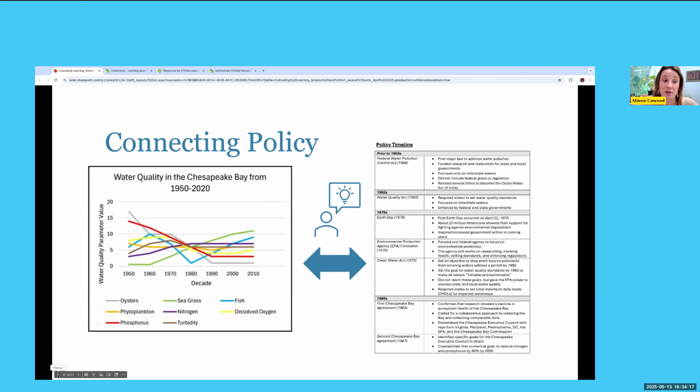Yeah, and then like I said, we also have it connecting to policy. So we have information about some of the major environmental policies that have happened that impacted Chesapeake Bay, and have the students looking for patterns and where they can see some of those different parameters change with that. And it works really well with the pour painting. Actually, you can see when you did the Clean Water Act and the nitrogen dropped off, you see it in the painting.